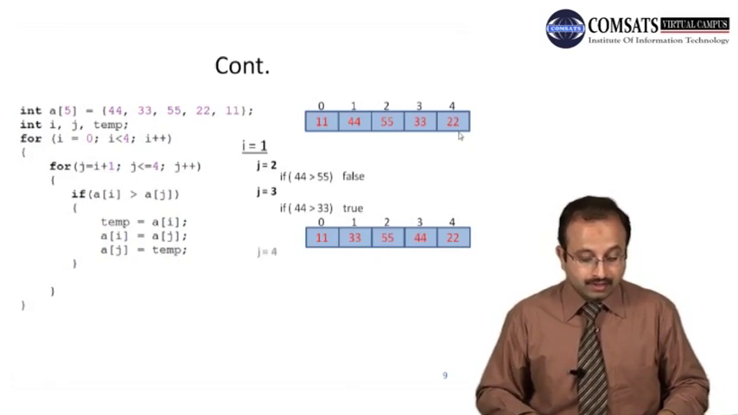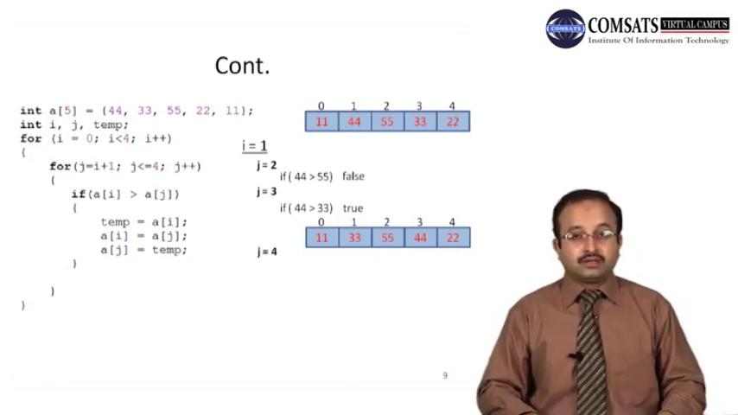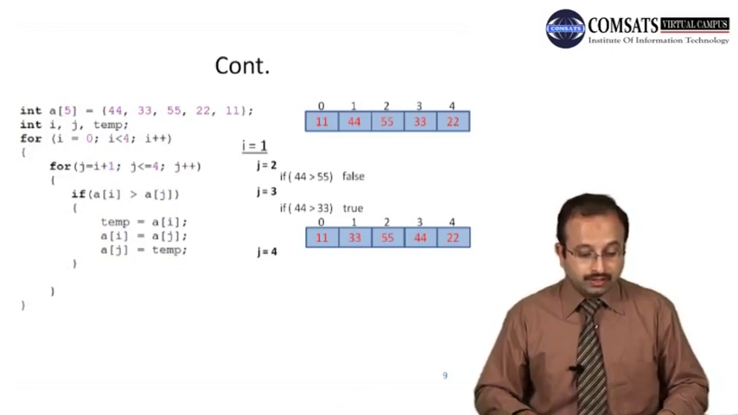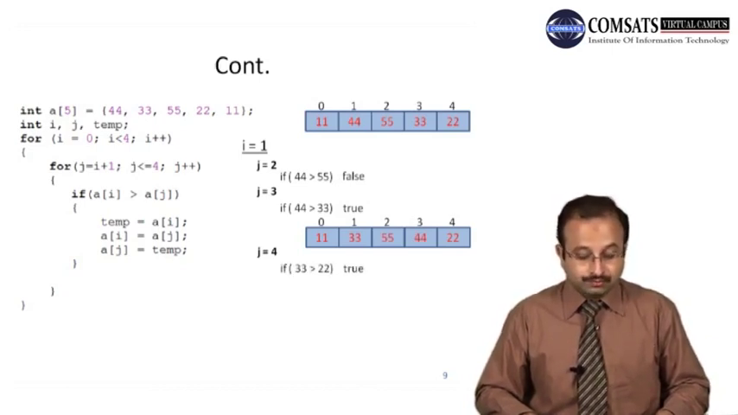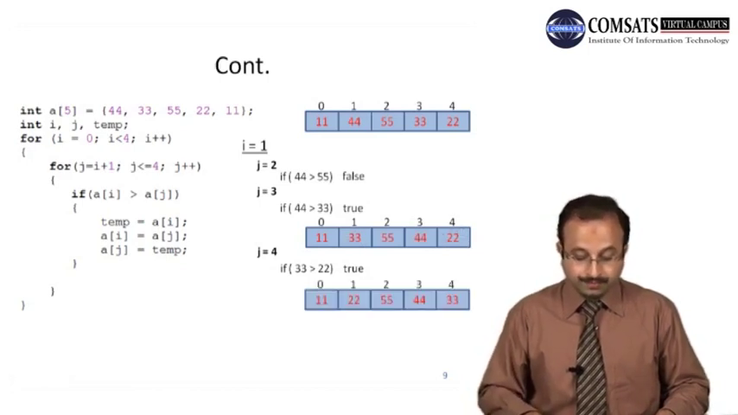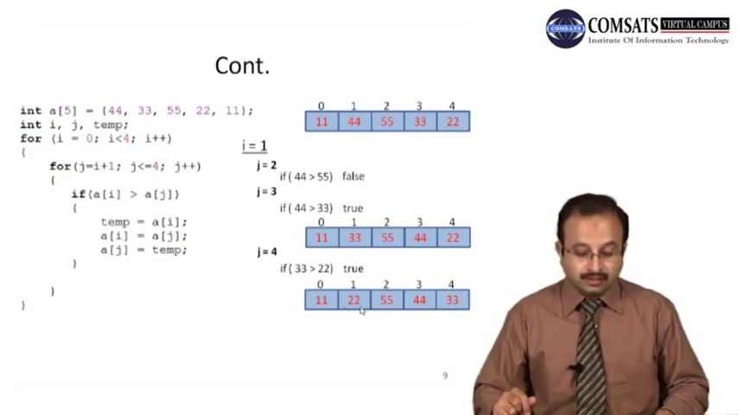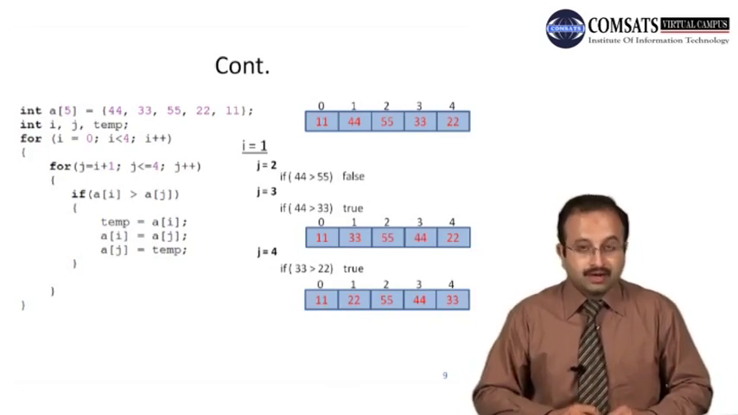And then the value of j is incremented, it checks the inner loop condition. The condition is 4 less than or equal to 4, the condition is true. Then it executes the if statement. So the if statement is a of 1, that is 33, is greater than a of 4, that is 22. So 33 is greater than 22. This condition is true. So again it performs the swapping. It swaps the value of the 1st index with the value at the 4th index. So these two values are swapped. Now 33 comes over there and 22 comes over here. So this is the end of the second iteration of the outer loop.